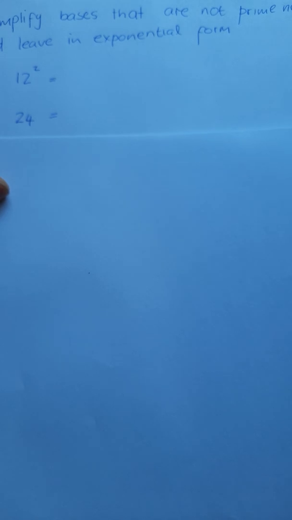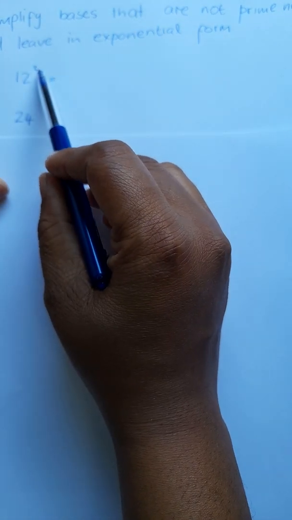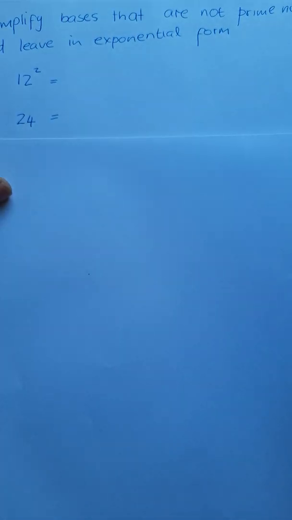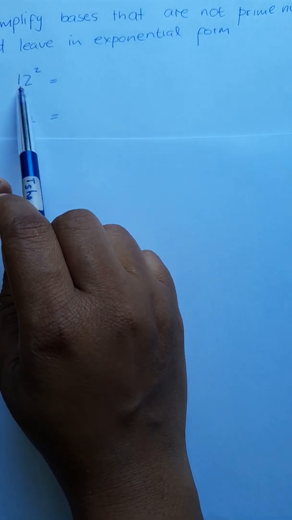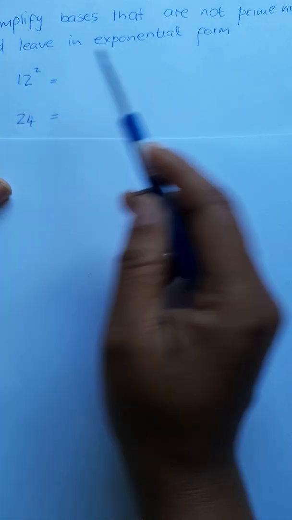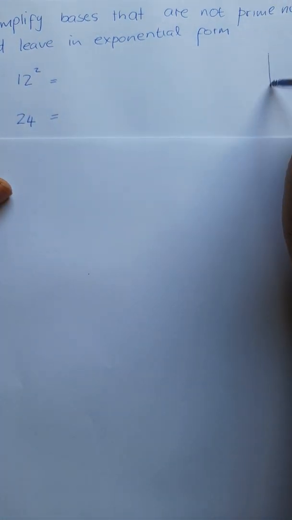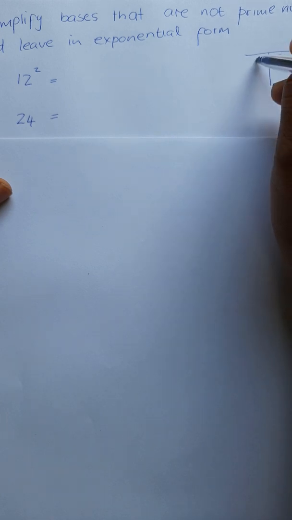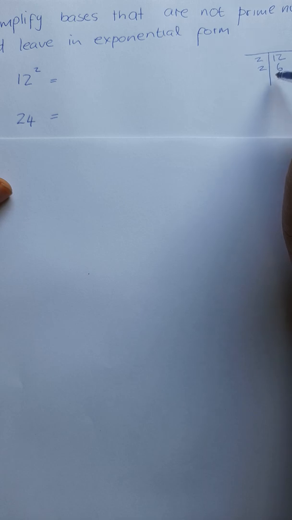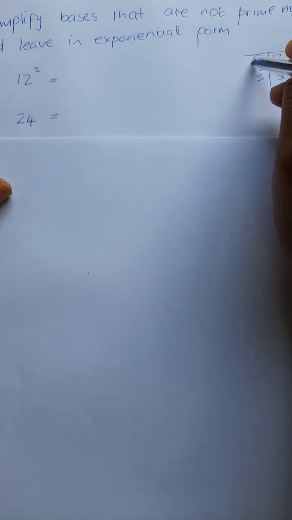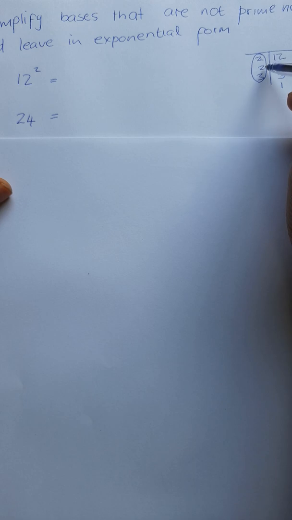So we have 12 to the power 2. We cannot leave it like this because this base is not a prime number. So we need to break down 12. You remember your ladder. I will do it quickly on the side. 12, 2, 6, 2, and 3, 3, 1. These are my prime factors. So 12 is the same as 2 multiplied by 2 multiplied by 3. You agree?